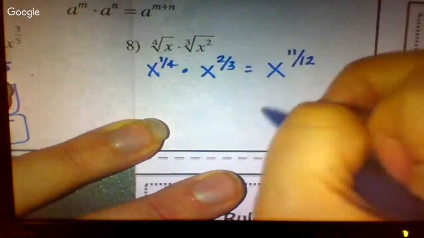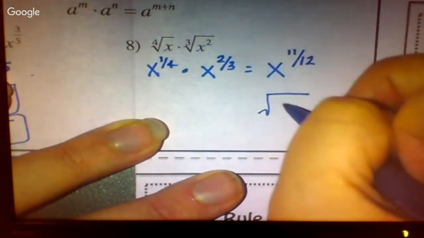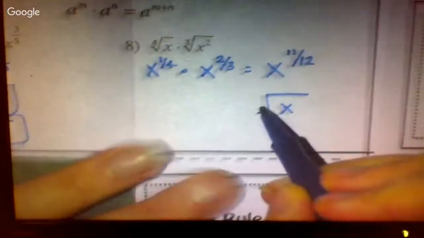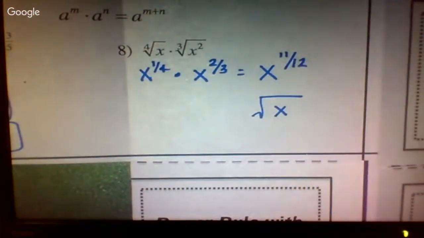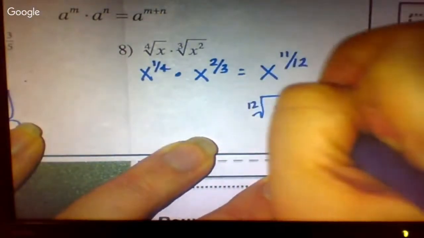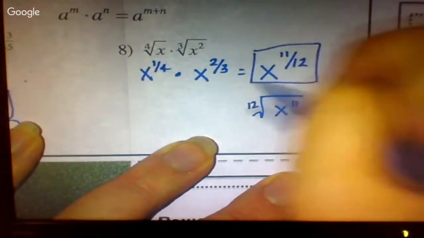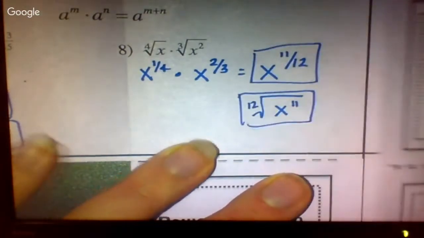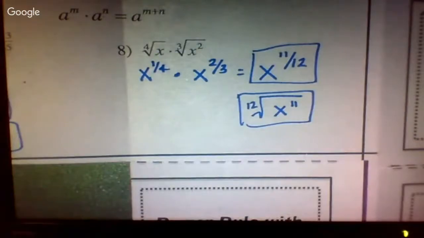If I want to change this into radical form, what is my index? What's the number that goes in front of the square root there? 12, and x to the 11th power. So this answer or this answer, it does not matter which. They both mean the same thing. It's just another way to write it.